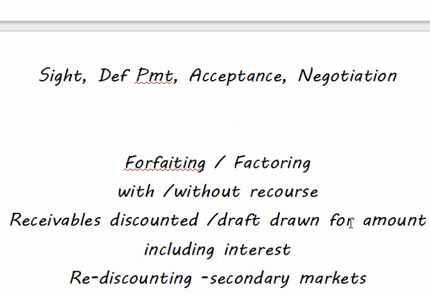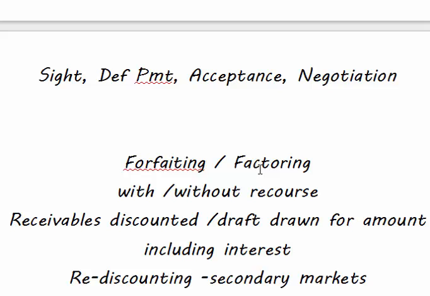Available with means it will be available with a particular bank, the nominated bank, or any bank in the beneficiary's country. Then we have forfaiting and factoring. Factoring normally happens in domestic situations. Forfaiting happens in international situations, especially for larger values and medium terms. Forfaiting is normally without recourse, but with-recourse forfaiting is also seen in certain situations.